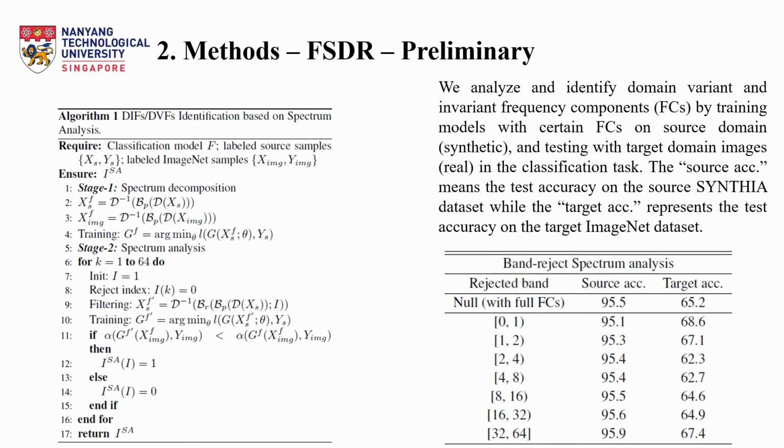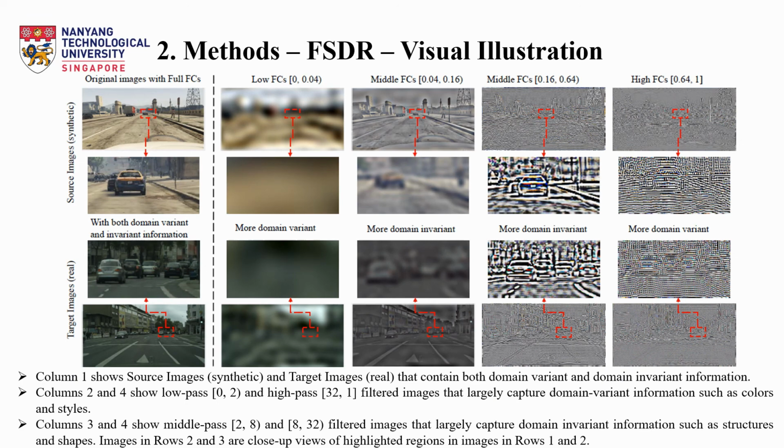To achieve FSDR, we first conduct spectrum analysis to analyze and identify domain-variant and invariant frequency components. The left part illustrates the algorithm, and the right part presents results. It can be observed that different frequency components are with different generalization abilities. In this slide, we visually explain how different frequency components are with different generalization abilities.